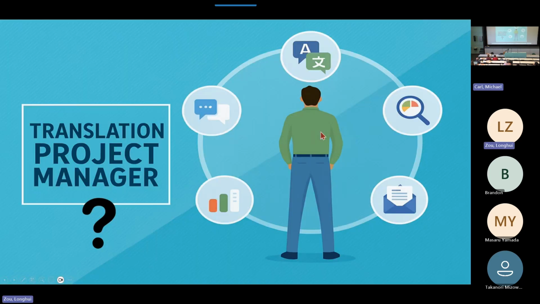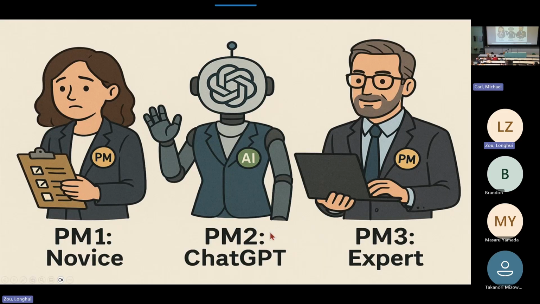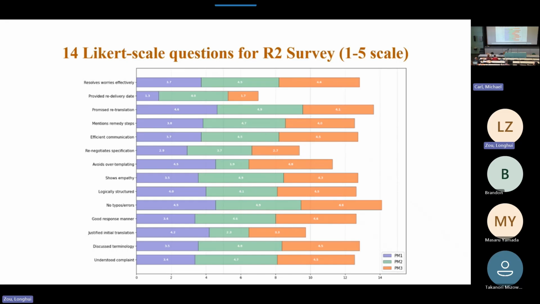For the second round, we also reveal who is who now. So for the second round, PM1 is the novice, PM2 is the GPT, and PM3 is the expert. This time, while 100% of our students correctly identified PM2 as GPT, their Likert scale responses still indicated that GPT was their favorite manager. We can briefly review the 14 Likert scale questions here, which are a little different from the first round because the second round mostly revolves around how to handle the complaints and how to understand and resolve the problems.